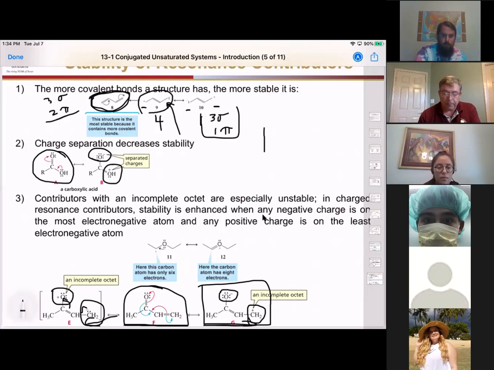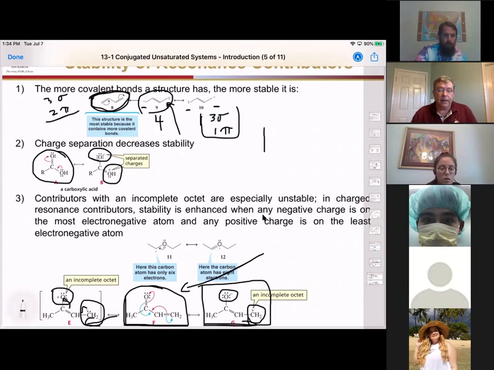So the most stable of the resonance contributors is going to be this one in the middle. Number 1, it has the most covalent bonds, it has the least charge separation, and it has a complete octet on each of its atoms, okay?